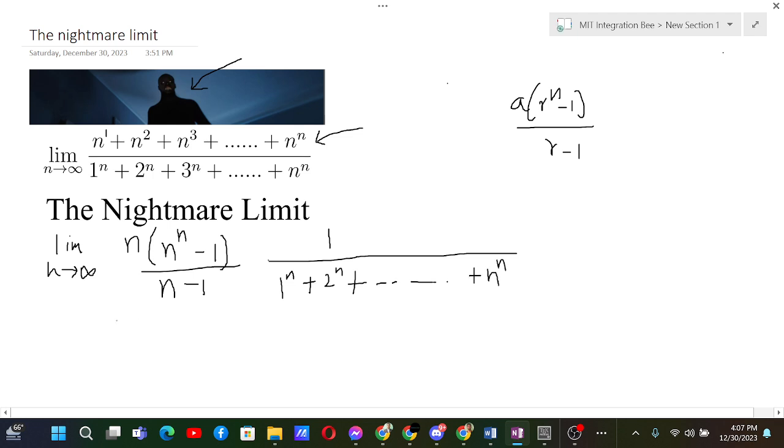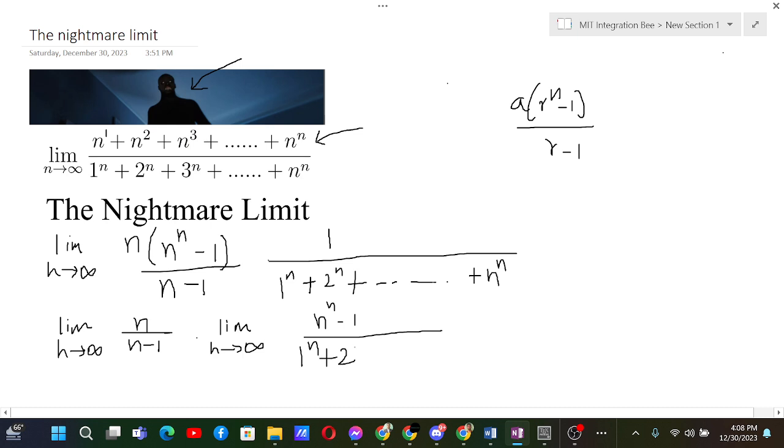Next, we can divide the limit into the limit of two products. If the limits are defined, we can do that. So now we have divided the limit into the limit of two products.